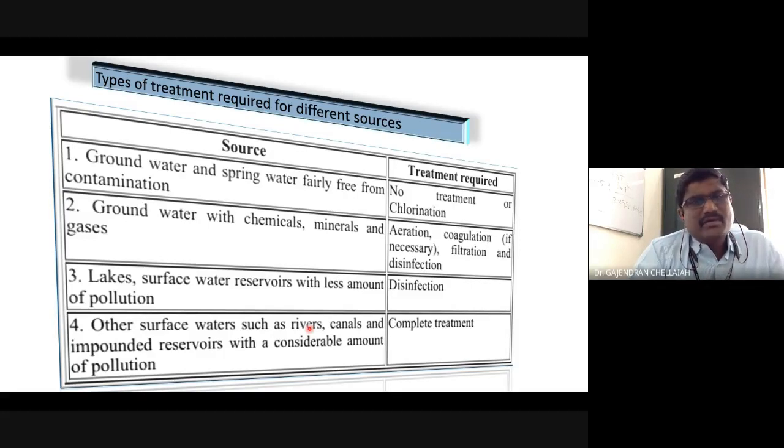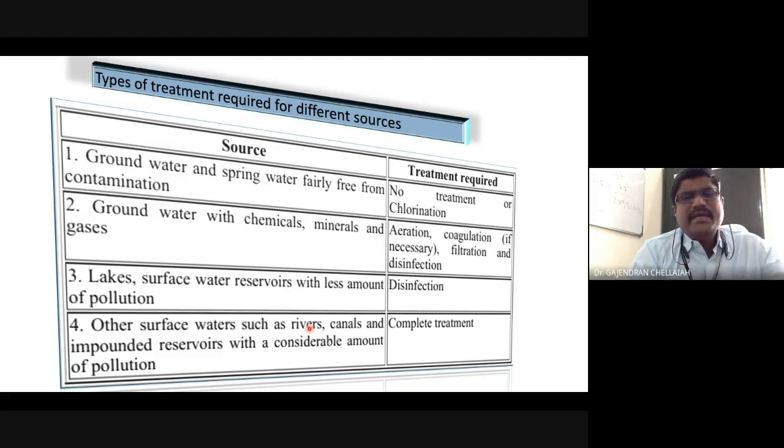For example, groundwater and spring water that are fairly free from contaminants need no treatment, or only chlorination. Suppose your source is good enough and does not contain any contaminant which is very harmful to human beings, then you can supply it without treatment. During supply, there may be contamination, and for that you can go for chlorination.